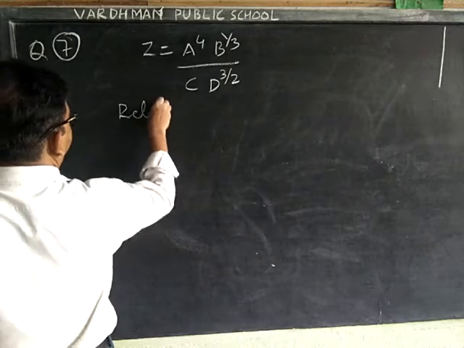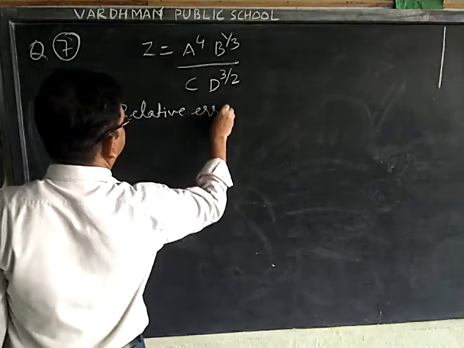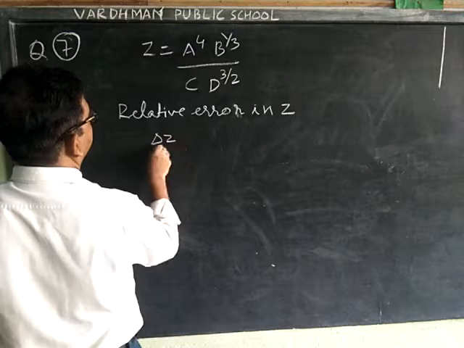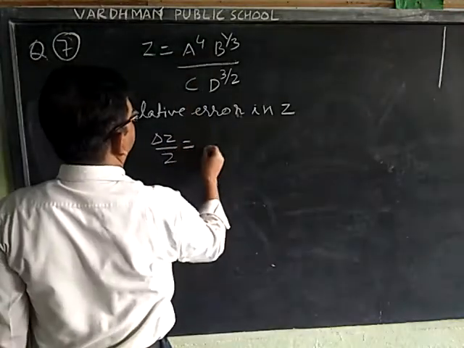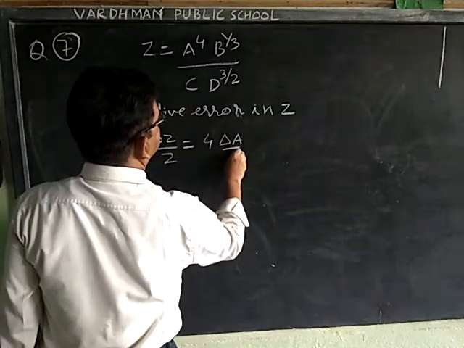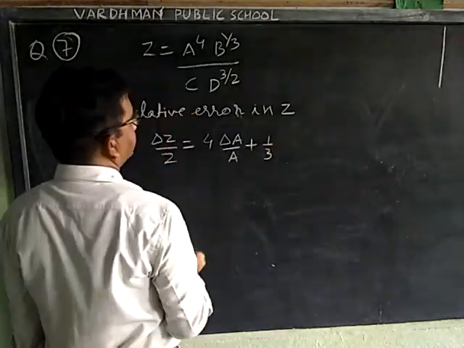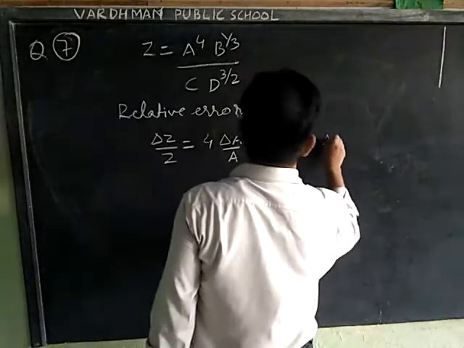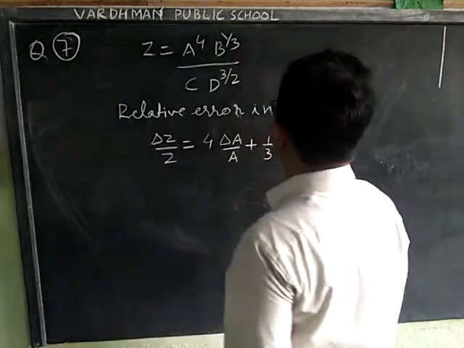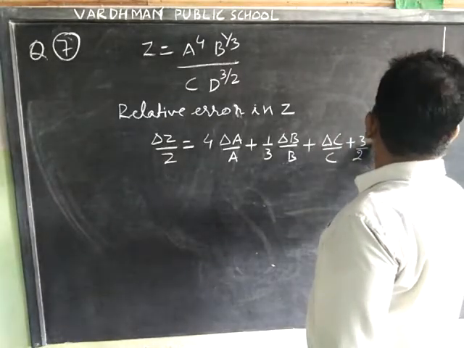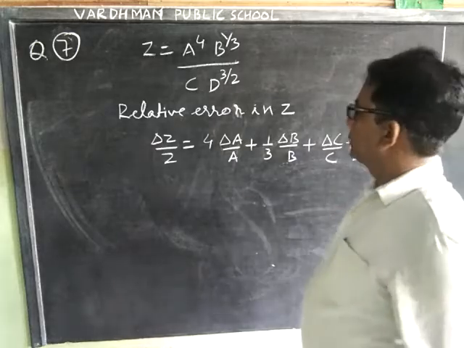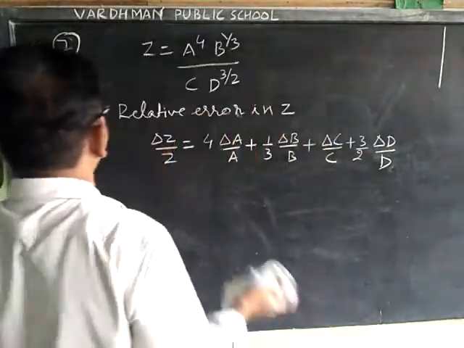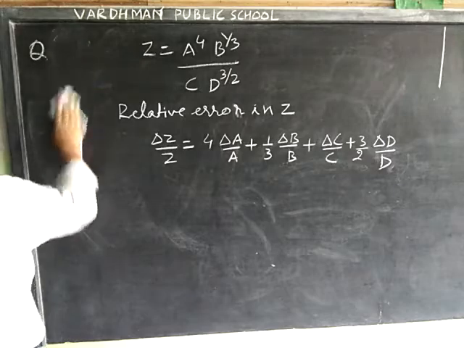Relative error in Z, that is delta Z upon Z is equal to 4 delta A upon A plus 1 upon 3 delta B upon B plus delta C upon C plus 3 by 2 delta D upon D. This is the relative error in Z. Now next question, question number 8.